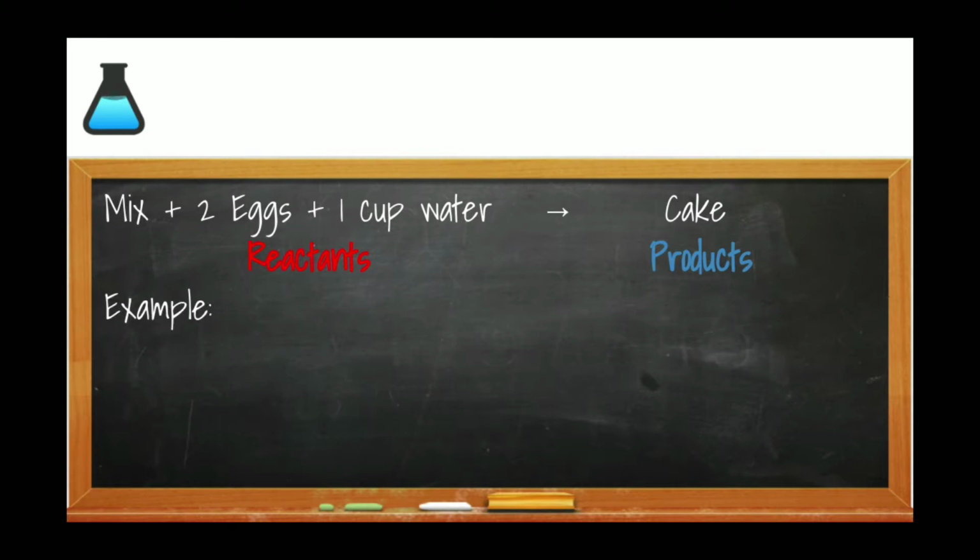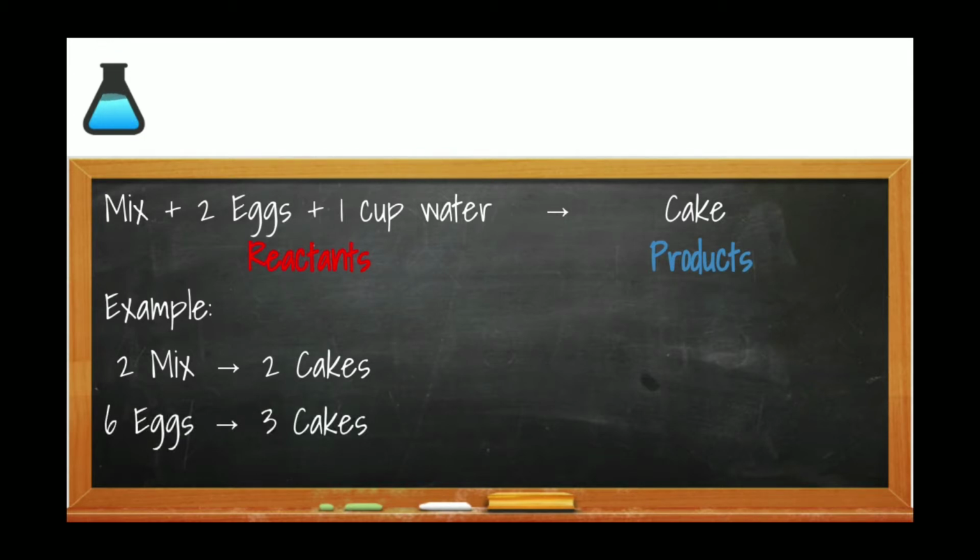When we look at this reaction, we can see that it includes numbers that work similar to coefficients in chemical reactions. So we know if we only had one egg, we would only need a half a cup of water. Or if we had 2 boxes of mix, we could make 2 cakes. If we had 6 eggs, how many cakes do you think we could make? We could make 3 cakes.